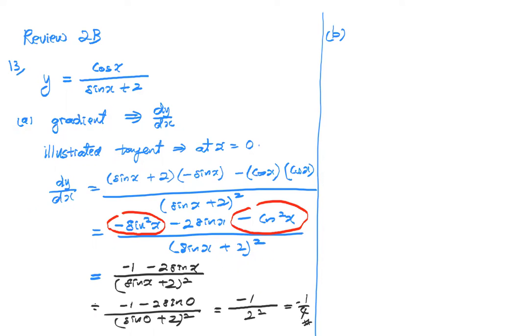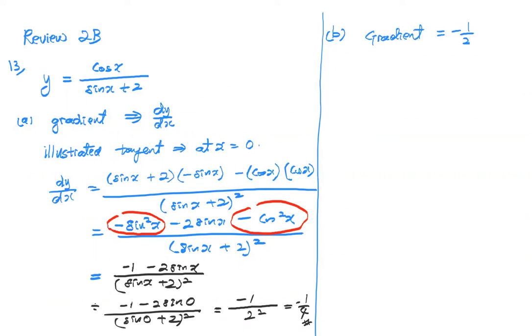show that it is impossible to draw a tangent to the graph of gradient negative half. Okay, good. Gradient negative half is impossible. Okay, so how am I going to show? So what you can do is you say gradient, you assume it is possible. Gradient equal to negative half.